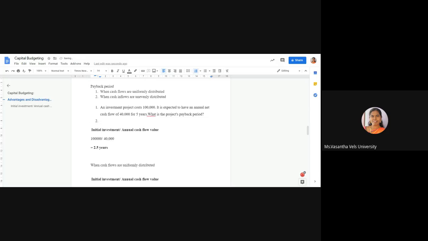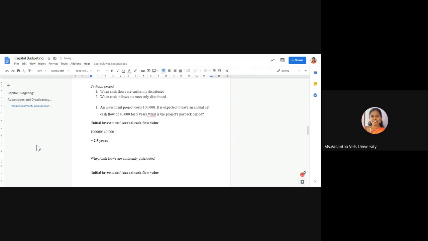The meaning is, the company takes 2.5 years to get back, or recover, the investment of 1 lakh. The company has invested 1 lakh. Understand? It takes 2.5 years to recover the investment. Are you able to follow?